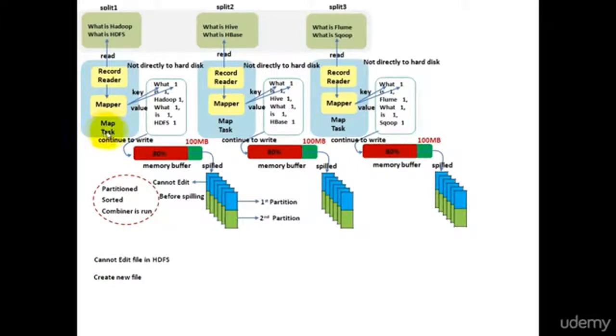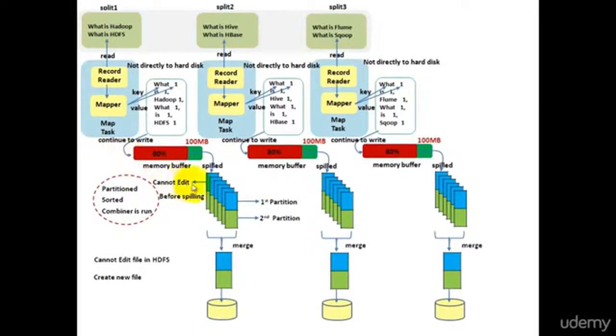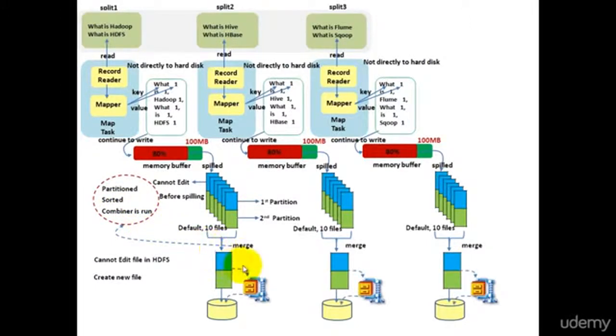Before the map task finishes, the spill files are merged together to create a single output file. By default, 10 files are merged together at a time. While merging, it is again partitioned, sorted, and the combiner function is run. You can also compress the file and store it on the disk. This way, less data will be written to the disk. So finally, we will have one output file from each map task.